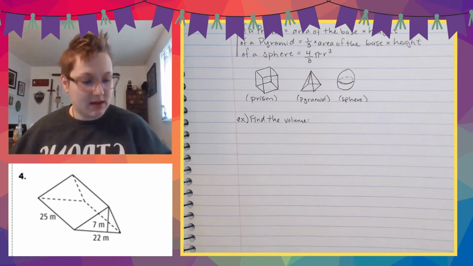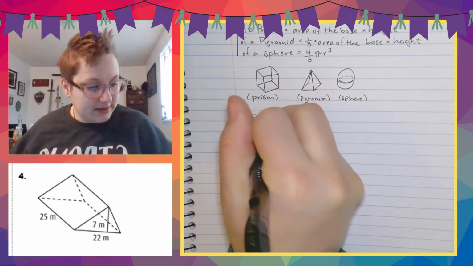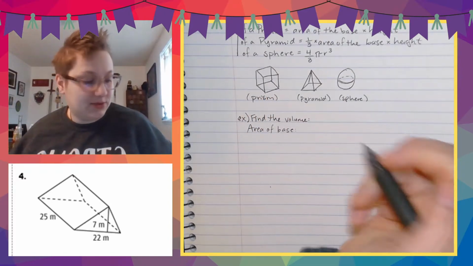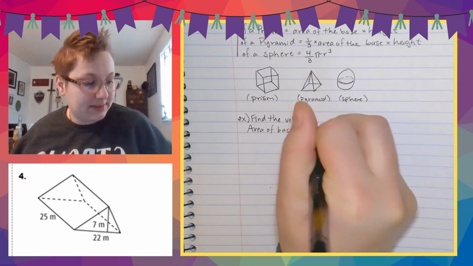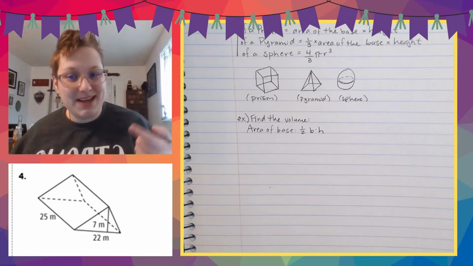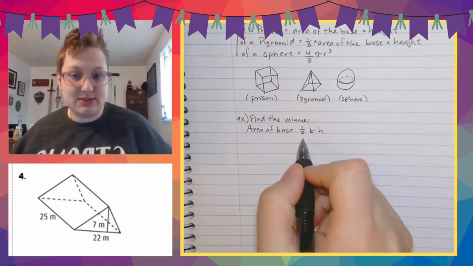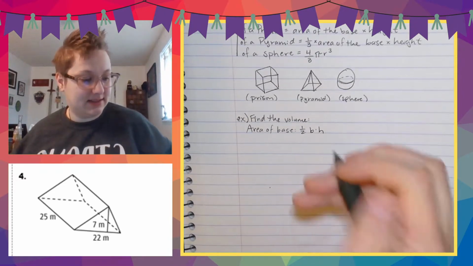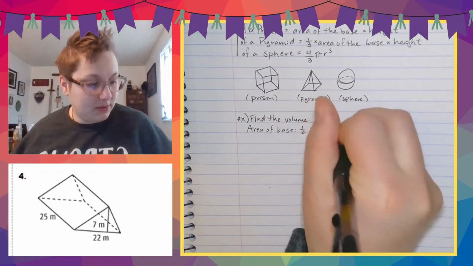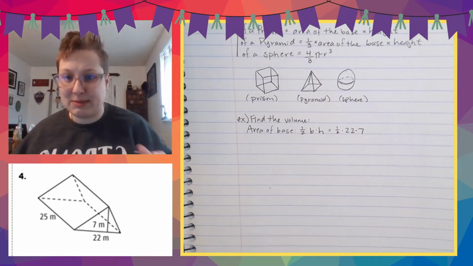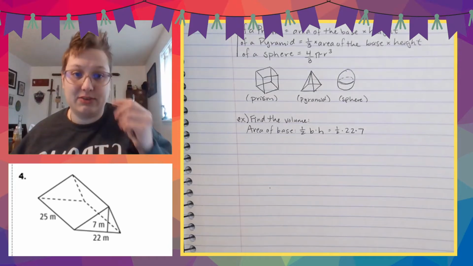Okay. So we know the area of the base. It's a base triangle, right? So it's going to be 1/2 base times height. Well, the base of this is going to get confusing, I know. The base of the base is the 22 and the height of the base is the 7. So it's going to be 1/2 times 22 times 7. That's my triangle.